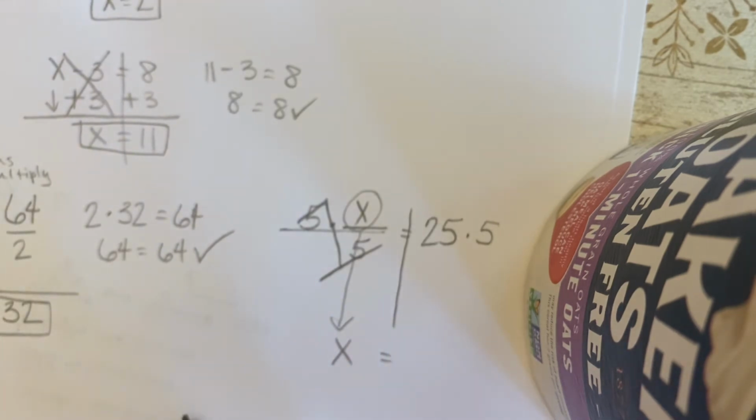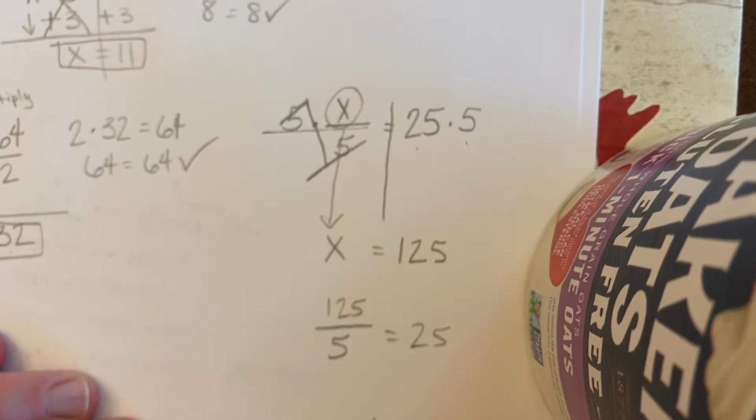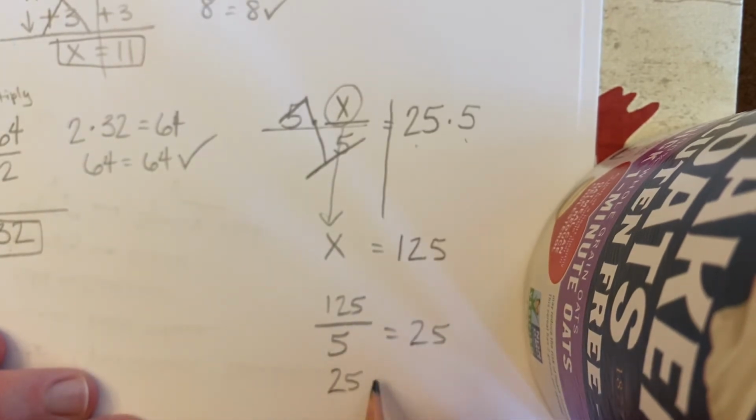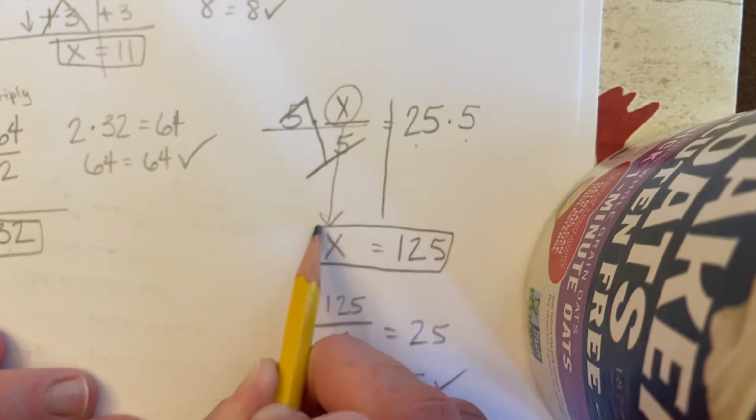Well, if I got 5 quarters, 25 times 5, I've got $1.25, otherwise known as 125. And I could do my same checking here. I could say, well, 125 divided by 5 should be 25. And if I can divide in my head, I can tell 25 is correct. Okay, so put a box around this guy. That's your answer.